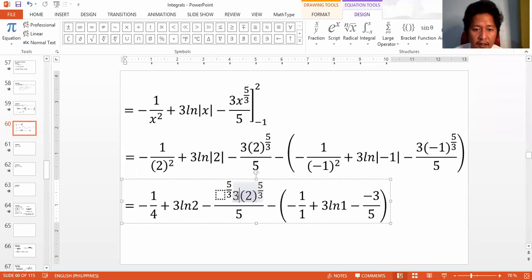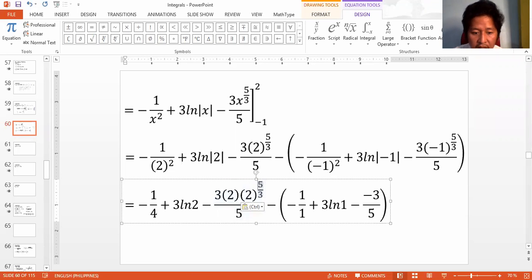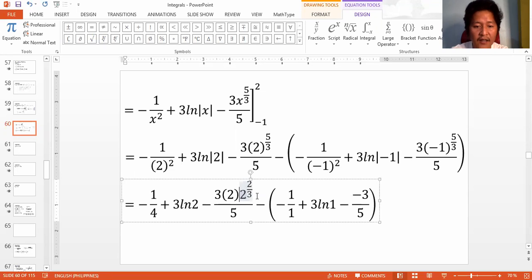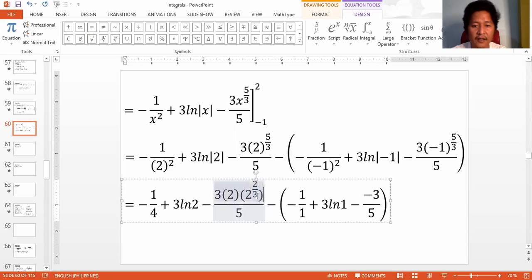Wait lang guys. Okay, so matitira ito. Okay, so ito, this is the 2 to the 3/3, or that would just be 2, and then natira na lang ito. So can you follow? Malinaw pa?